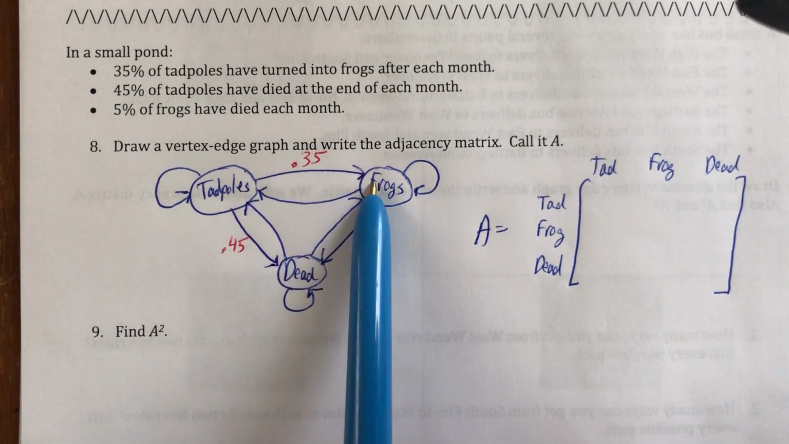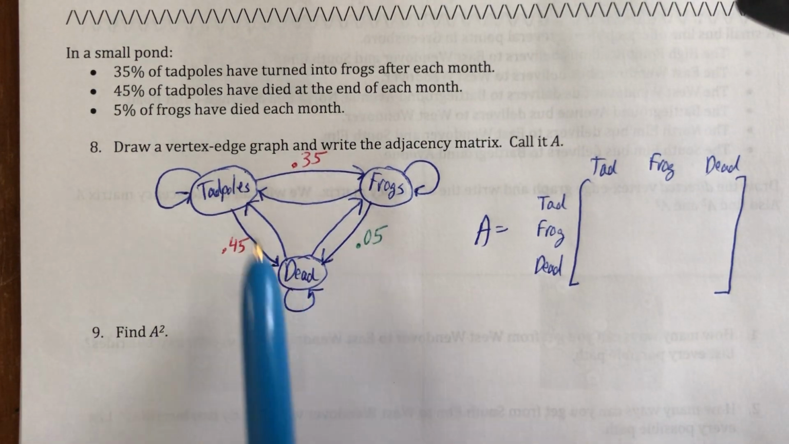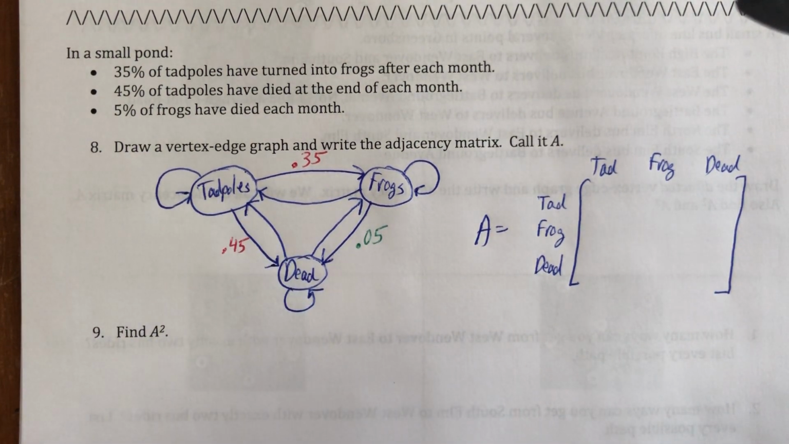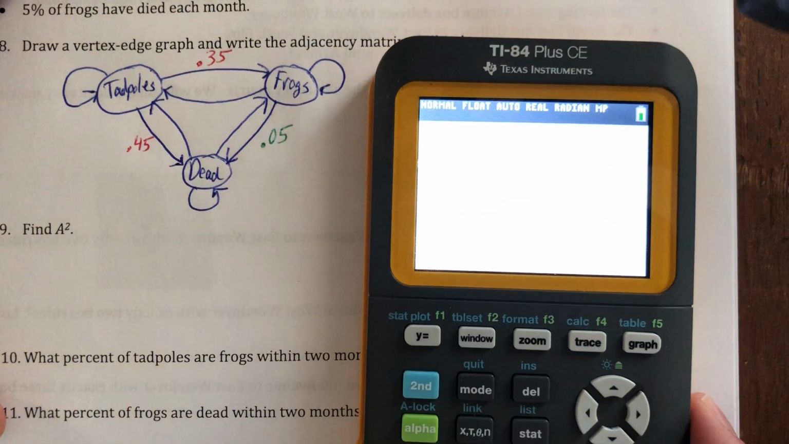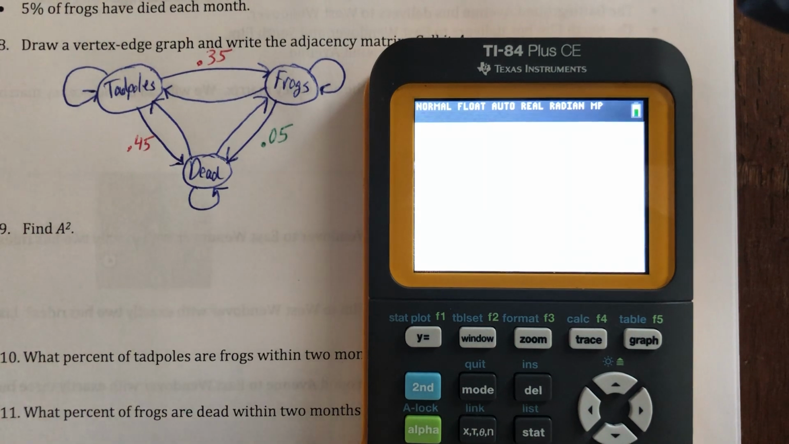Tadpoles can either turn into frogs, tadpoles could be dead, or at the end of a month, a tadpole could not have developed appropriately and remain as a tadpole and still alive, okay? I don't know how long they take, so I kind of made this information up. This may not be biologically accurate, but we're going to go with it. So here's what's about to happen.